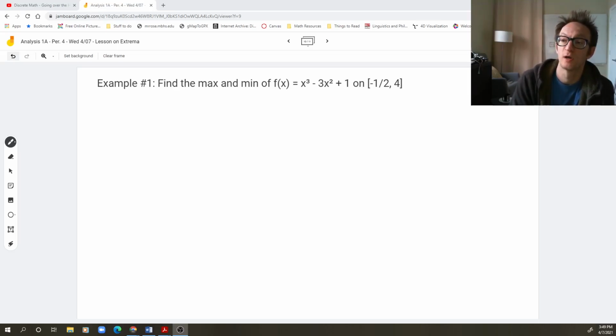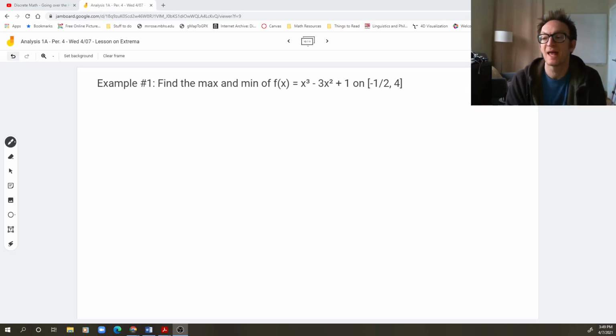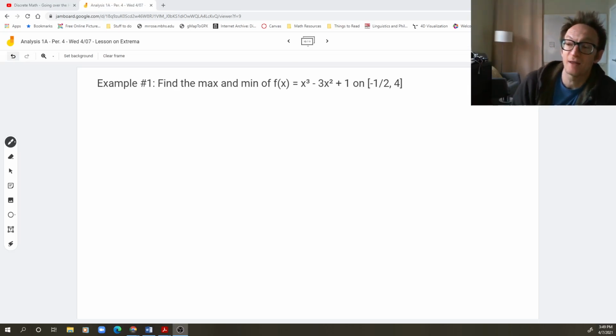Here we go. Using everything we just learned, find the maximum and the minimum value of this function f of x equals x cubed minus 3x squared plus 1 on the particular interval [-1/2, 4]. Okay, so this is the absolute max and absolute min. What are we going to do?